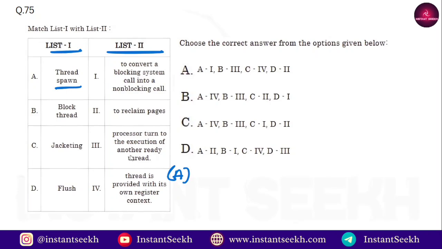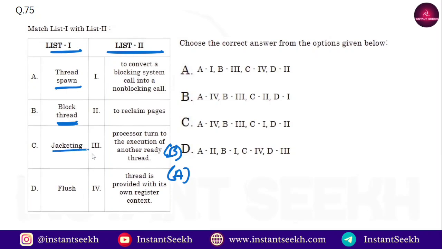Okay, right. Next, block thread. Block thread basically refers to the action of putting a thread in waiting state. Block state means waiting state, allowing the processor to turn to the execution of another ready thread. So block thread enables the processor to turn to the execution of another thread by putting the current thread in waiting state. So this option B goes here.